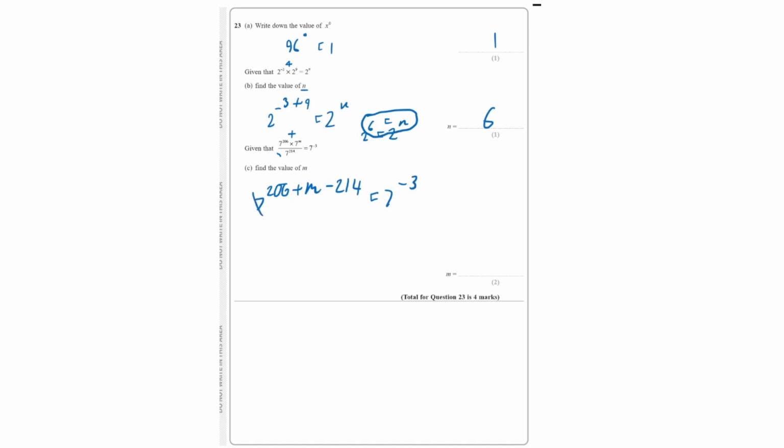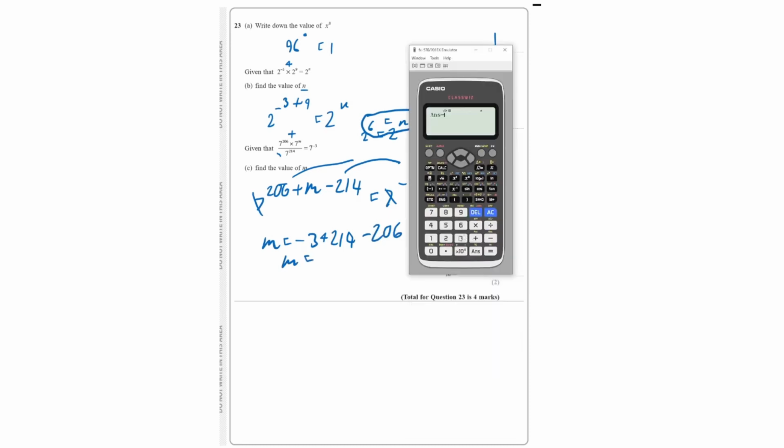We can forget the base here for now. So that means we can bring 206 and negative 214 to the other side. So that means m is equal to negative 3. We bring negative 214 to the other side, so that's positive 214. And we bring positive 206 to the other side, that gives us negative 206. Then we can put this into a calculator to find our answer. m is equal to negative 3 plus 214 minus 206.